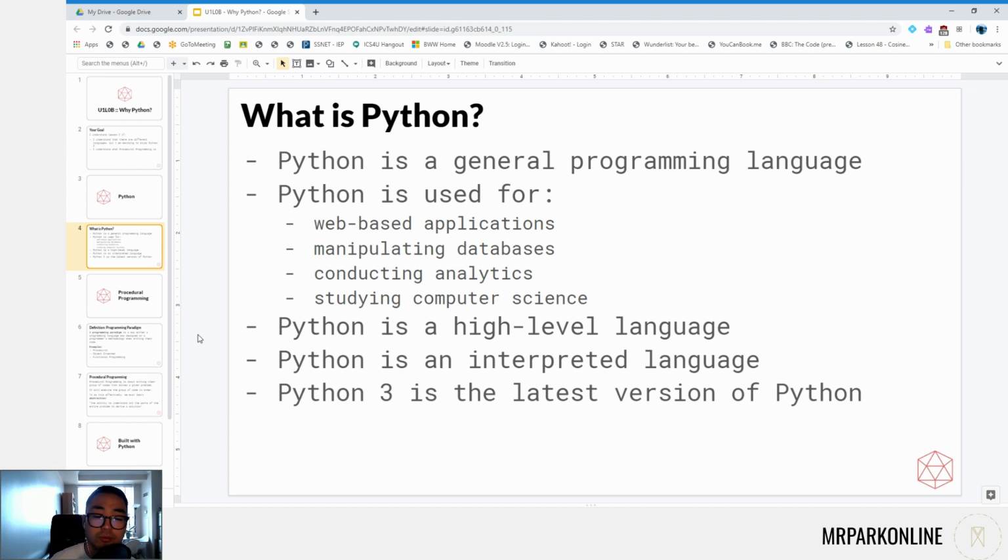Lastly, Python 3 is the latest version of Python. Long ago, there was a very popular version called Python 2.7, where a lot of famous apps were written in that version. However, as of January 1st, 2020, Python 3 is the only version supported by the Python organization. Therefore, we're going to be using Python 3.